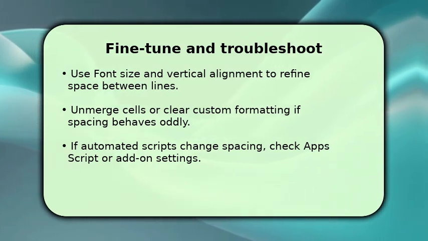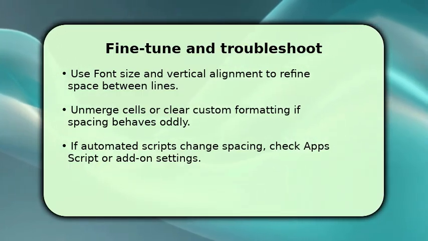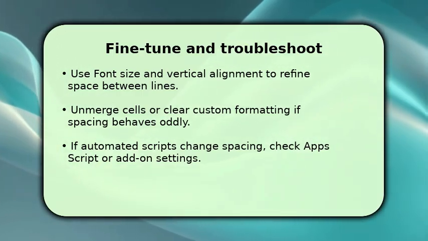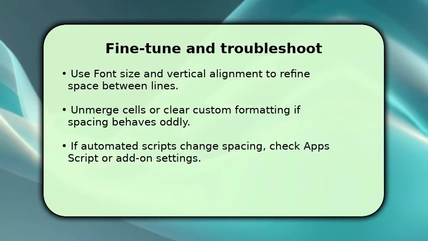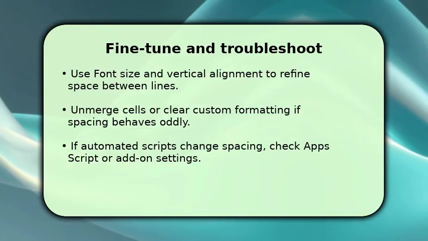If spacing still looks wrong, unmerge any merged cells and clear custom formatting on the problematic range. Merged cells and style overrides often prevent expected behavior. If you use scripts or add-ons, make sure they aren't resetting row heights.